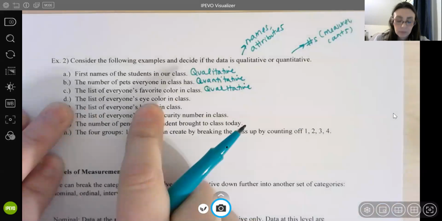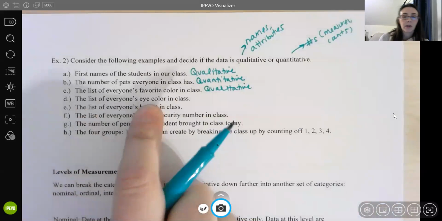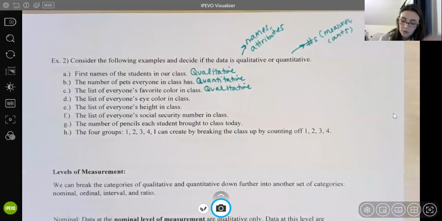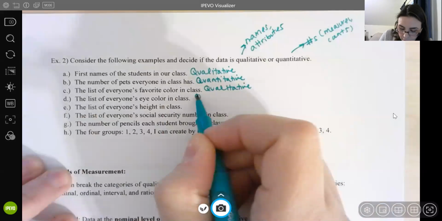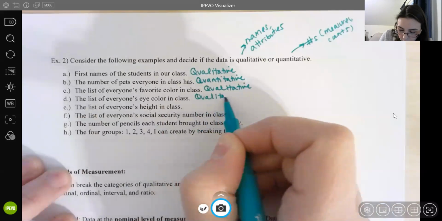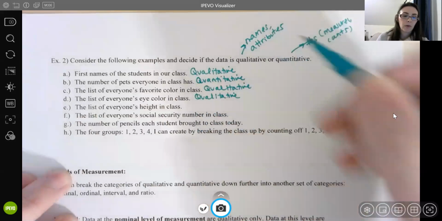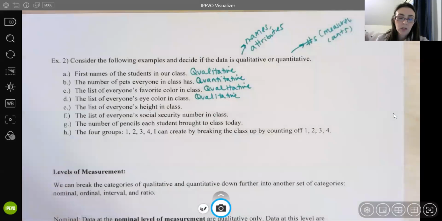Eye color, right? I have brown eyes, someone else has blue eyes, someone has hazel eyes, and so on. That is qualitative, right? It's an attribute. It's a quality. It's your eye color.